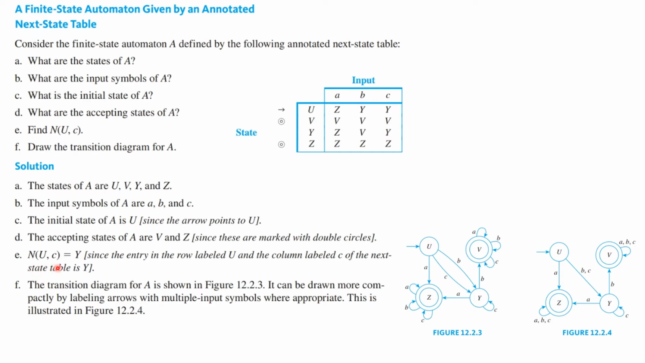If you're at U and you get C, you get Y. Because if you're at U and you get input C, you go to state Y. You can see that from that. And then you can draw these transition diagrams. Here is a very elaborate one, but then since B and C have the same thing, you could simplify that drawing to represent it this way.